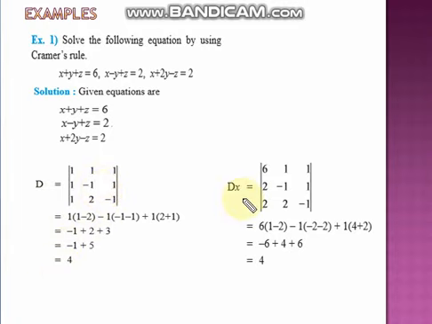Now how to obtain dx? Next is dx. So replace the first column in d with the right hand side of the equations, that is 6, 2, 2. You can see here the first column is replaced with the right hand side 6, 2, 2. The remaining two columns are the same as in d. Okay. Then once you get dx, you can evaluate this. The value of dx will be 4.